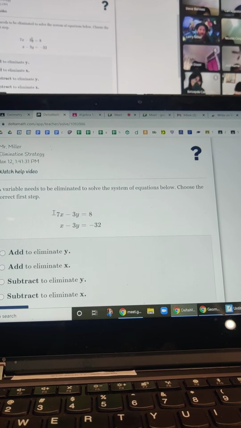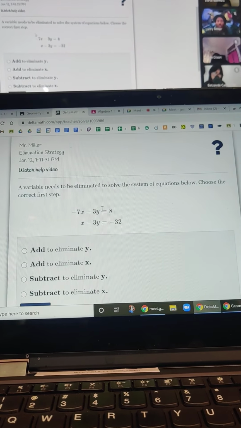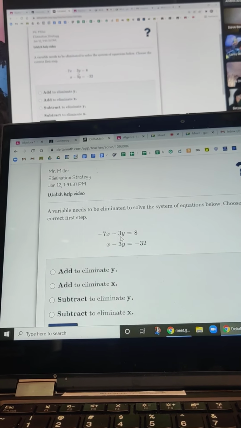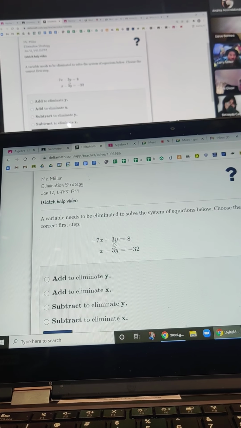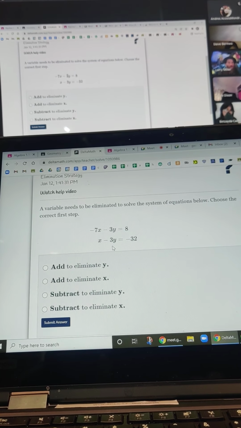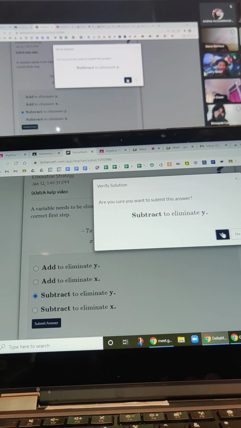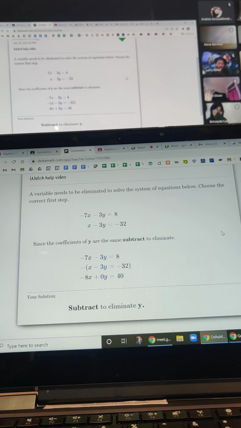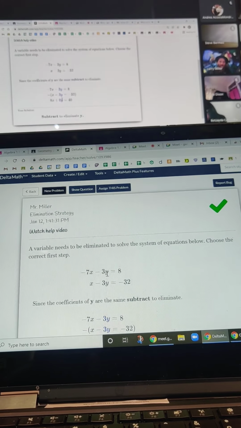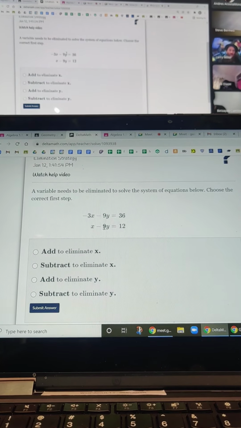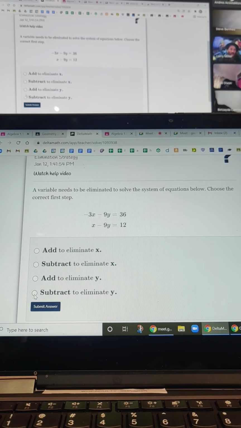What about over here? Now we can't deal with x, we have to deal with y. So this time, even though they're minuses, if they're the same sign, you have to subtract to get rid of them. So here we're subtracting to get rid of y. And the y's disappear. Again, you don't have to do the work. You just have to tell which one. Over here, we're subtracting to eliminate y again.